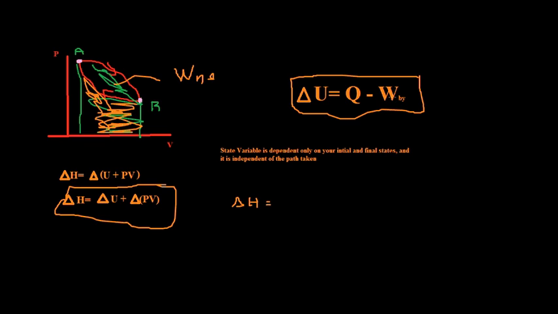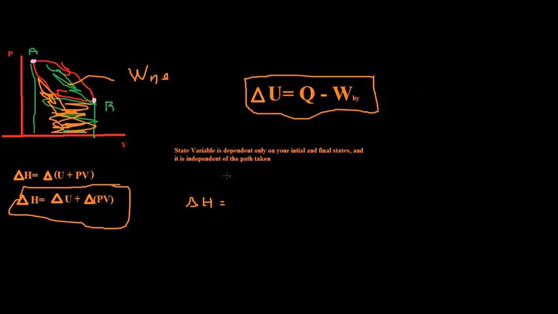Something I forgot to mention: if the work was being done on the system, you would put that negative work, being done on the system, here. So you would get Q plus W, because we define work being done on the system as negative. So you replace the negative work here, and then the two negatives would become a positive. So the change in enthalpy would equal Q minus the work being done by the system, right?